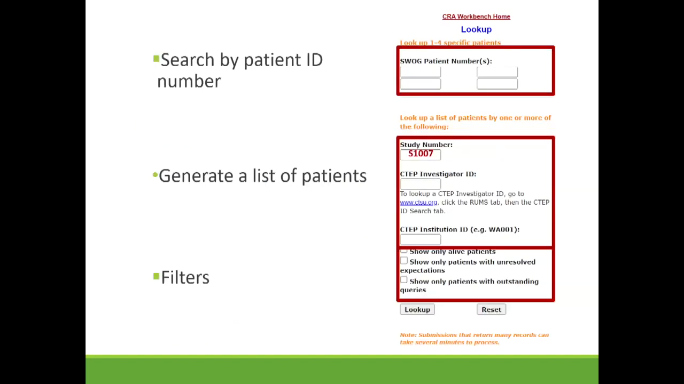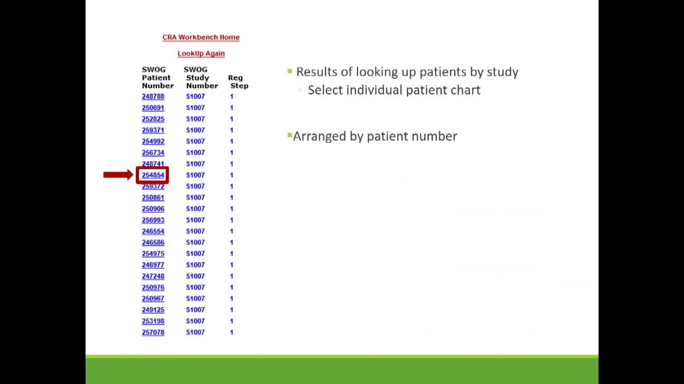And from here, you can look up patients one at a time by their PID, which is your first option highlighted at the top right-hand corner. Or you can also generate a list of patients by searching the 3 categories highlighted above in the middle, which are study number, CTEP investigator ID, and also CTEP institution ID. And you can also apply filters as needed to narrow down your research. And as an example, let's type in study number S1007. And in this case, this is going to generate a list of patients on that study. And from here, you can click on the patient ID hyperlink to select the specific patient.